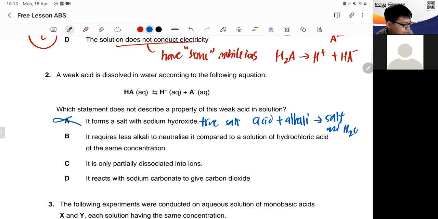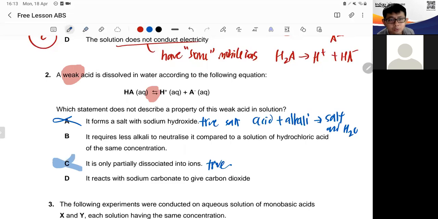Let's look at C. It is partially dissociated. This is true, because it's a weak acid, because we said weak already. Number 1, they say weak here. Number 2, they give you the arrow. So double telling you that, hey, this is weak. So that's not my answer either, because this is a true statement.